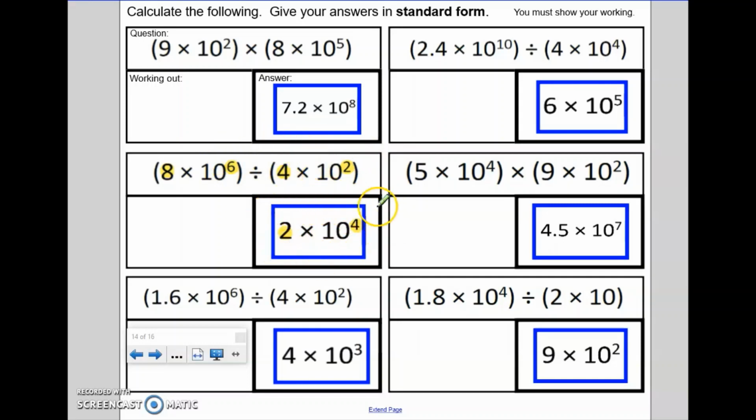This one was already in standard form. This 2 was already appropriate. It was between 1 and 10. So I didn't need to make any corrections with my answer on this one here. I think with all of the other ones, you would have needed to make a little correction in order to get your correct answer.